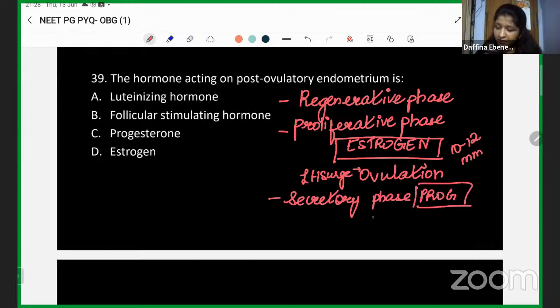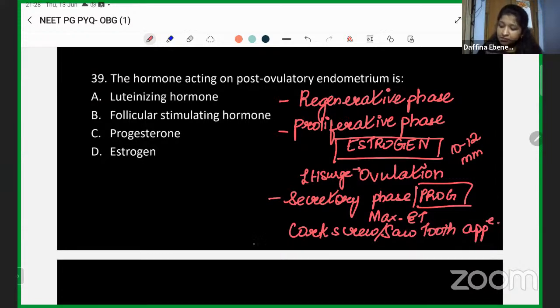This is the period when there is maximum endometrial thickness. The endometrial glands will become enlarged. They will become tubular, dilated. You will get something called as the corkscrew or sawtooth appearance of the endometrial glands.